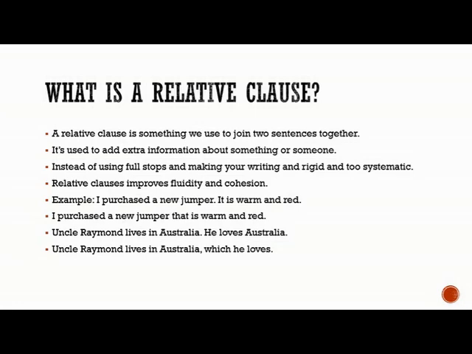A relative clause is something we use to join two sentences together. It's used to add extra information about something or someone. Instead of using full stops and making your writing rigid and too systematic, relative clauses improve fluidity and cohesion.